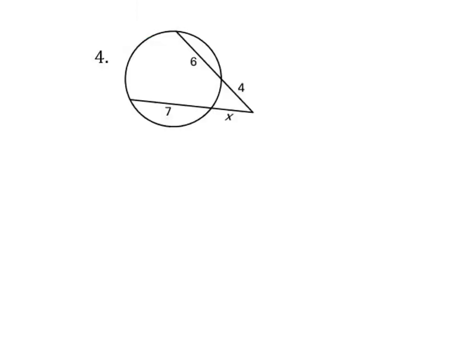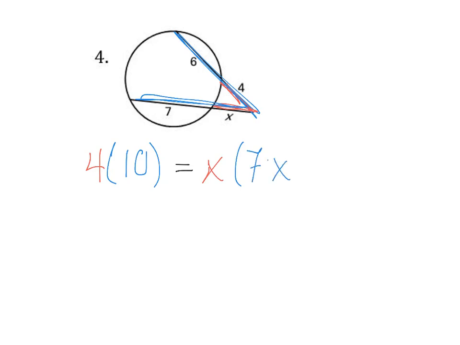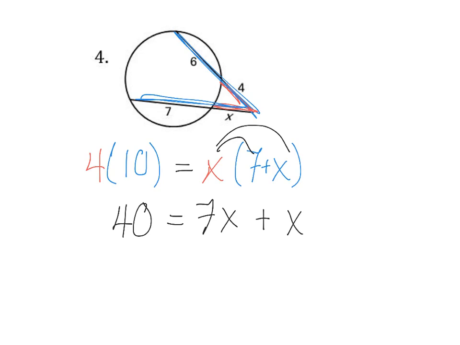Now, for the next one, at first glance, it does seem a little bit easier. So let's set it up. We got the external piece 4 times the whole thing, which is just 6 plus 4, which gives me 10. And I'm going to set it equal to the external piece, which in this case is x, times the whole thing, which is going to be 7 plus x. Now when I go through and multiply, it looks like we end up with 40 equals, and remember to distribute to both terms, 7x plus x squared.